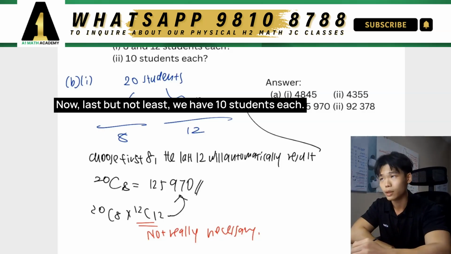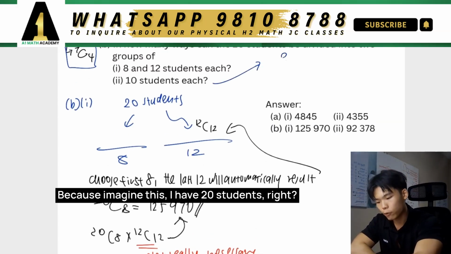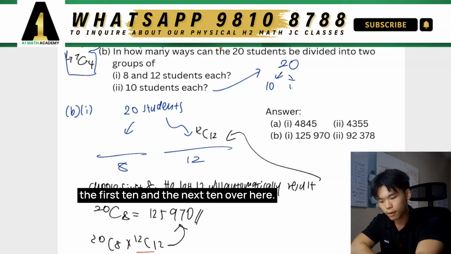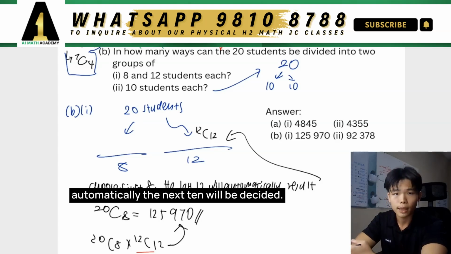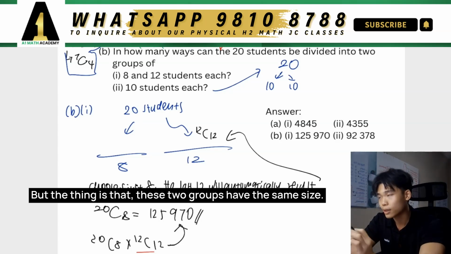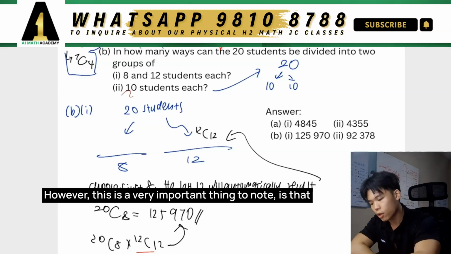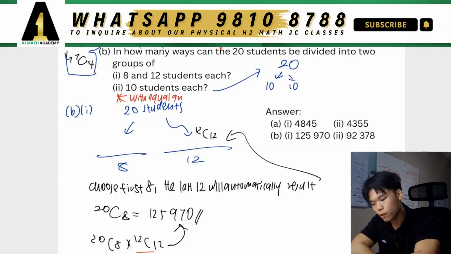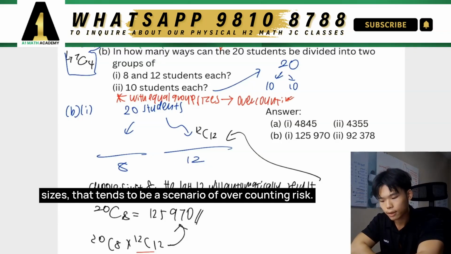Now, last but not least, we have 10 students each. Now, this last case over here is slightly more interesting. Why? Because imagine this, I have 20 students, and when I split them into the first 10 and the next 10, when I choose the first 10, automatically the next 10 will be decided. But the thing is that these two groups have the same size. This is a very important thing to note: whenever you are dealing with questions with equal group sizes, there tends to be a scenario of over-counting risk.